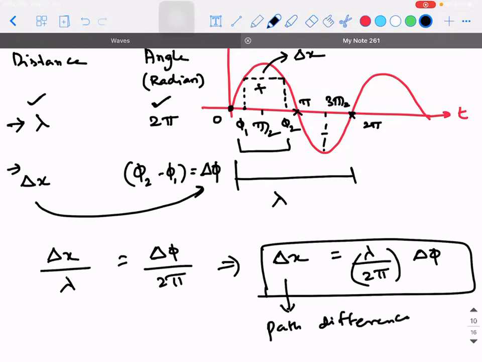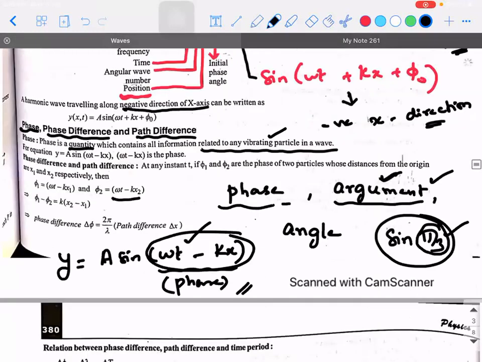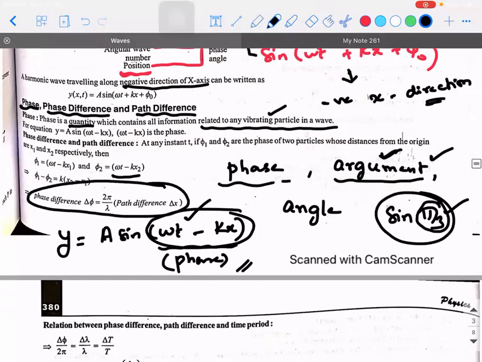If you ask me what is path difference, it is the distance between two random points where the corresponding phase difference is delta phi, that's it. Okay, you're able to understand? So path means length. Difference is obviously a difference. So the length of a wave where the corresponding phase difference is delta phi is called path difference. So that is how it is derived.